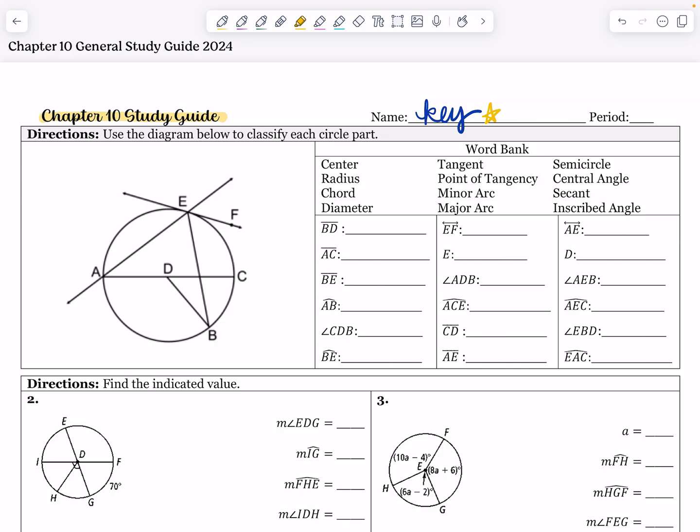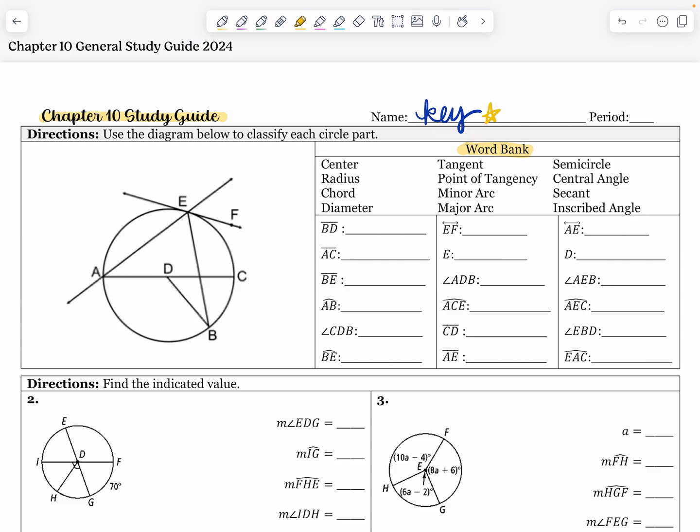The first problem says use the diagram below to classify each circle part. And we do have a word bank here. So we're going to be looking at the diagram to the left and we're going to be naming each of these things. And these words can appear more than one time. So I'm going to start and I'm actually going to be a little bit strategic in how I do this because I know that I can look for certain things.